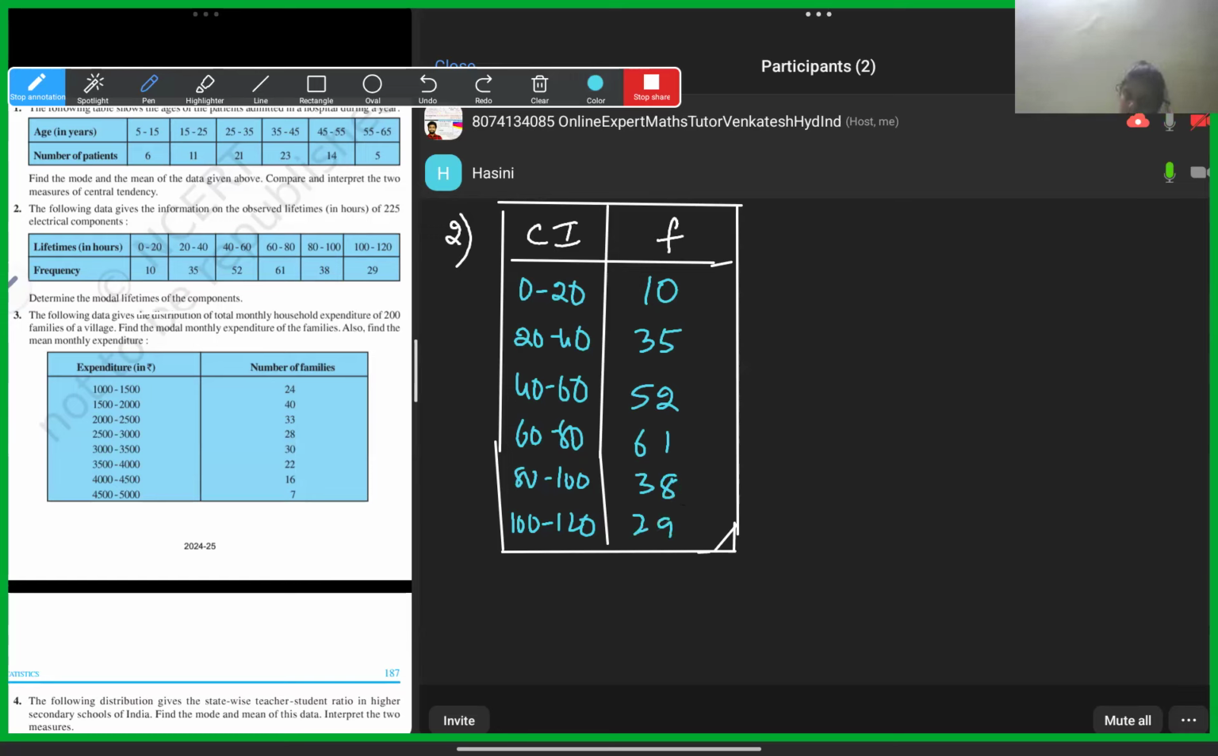Yes, sir. Hasni, can you tell what is the modal class for this data? Could you repeat, sir? What is the modal class for this sum, Hasni? Modal class is 60 to 80. Why, Hasni? Because we took the modal class as the highest frequency, right, sir? Yes. So this is the highest frequency, 61. So 60 to 80 is the modal class.